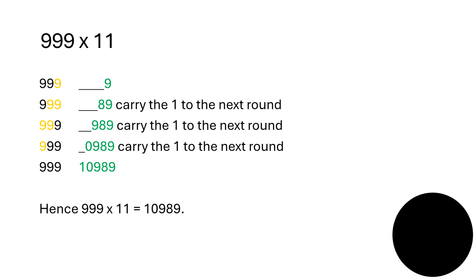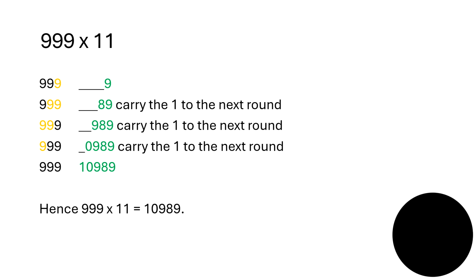The next example, 999 times 11. Start at the right, so write down the 9 on the rightmost, and our focus moves over to the pair. So it's a 9 and a 9. Add those 2 together, it's 18. So far it's 89 for our answer, but don't forget to carry the 1.